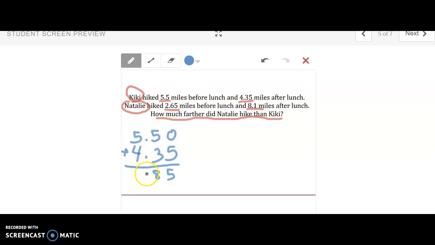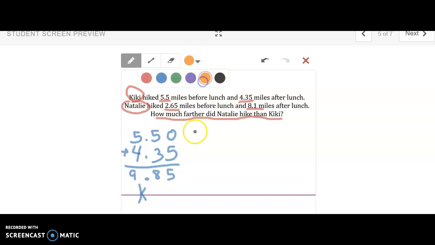Oh, very, very important. Bring straight down that decimal point. 5 plus 4 is 9. So I know that Kiki, oh, that's supposed to be a K. Not very clear, is it? Let's see, I'll make a better one. I can do better. There we go. Kiki, she hiked 9.85 of a mile that day.